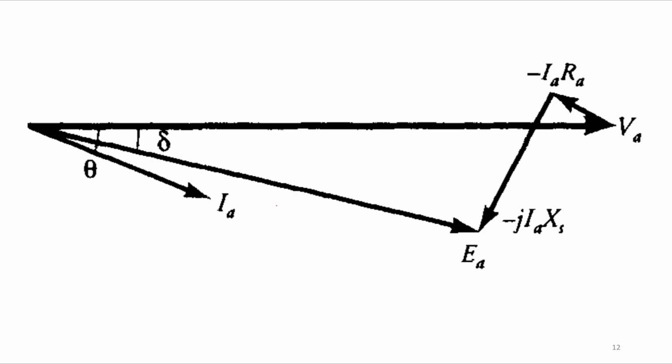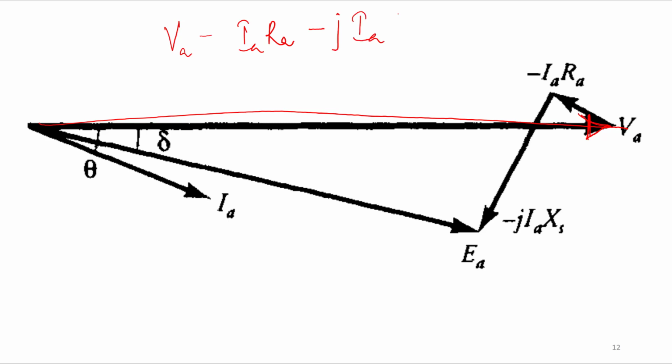We can plot the phasor diagrams also, right? So here is your VA, the supply voltage, which is taken as reference, right? From VA, if I subtract IA RA and minus j IA XS, then I will get EA. Okay, that is what is shown. IA RA is subtracted, then minus j IA XS is subtracted again. So we found EA. So it is for the lagging power factor.